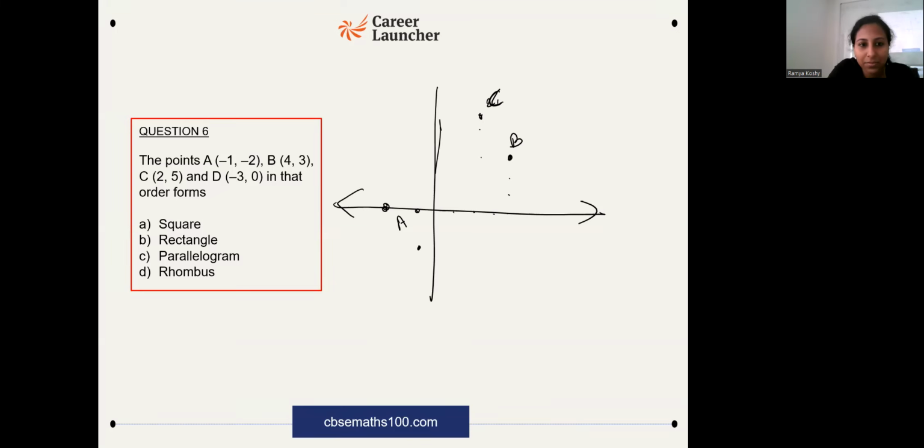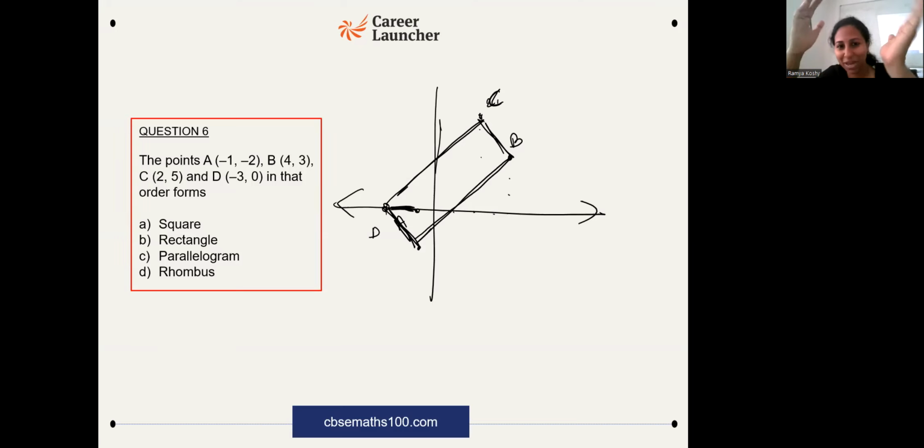Correct? Did I make any mistake? This was D. Where did I mark A? Achha, A is here, sorry. This is AD. It is more like a rectangle when I draw the figure. Alright. It's a rectangle. All angles are coming to 90 degrees.